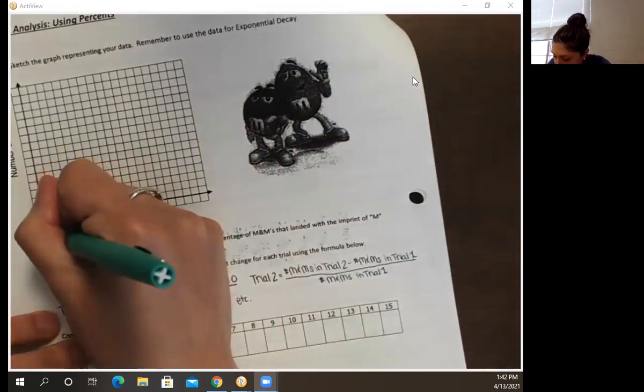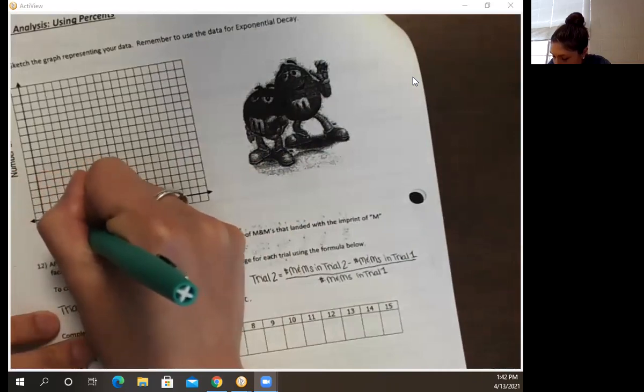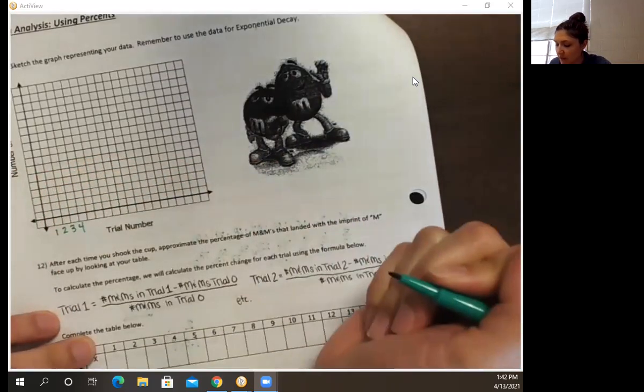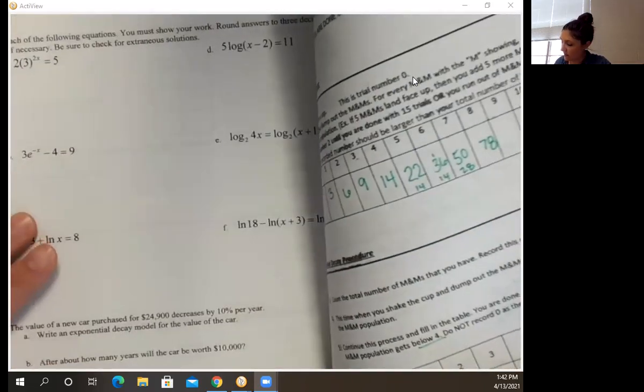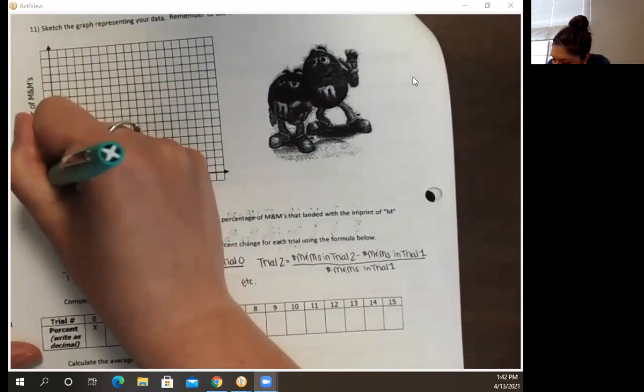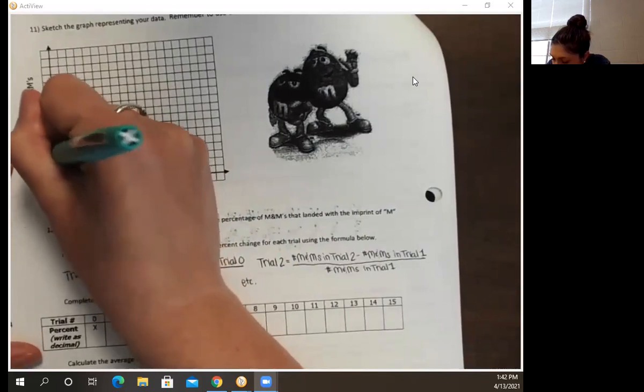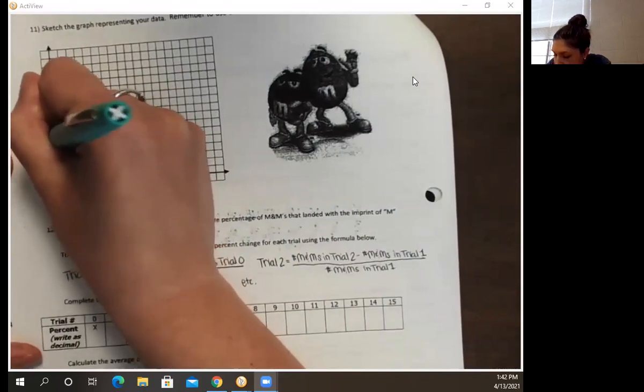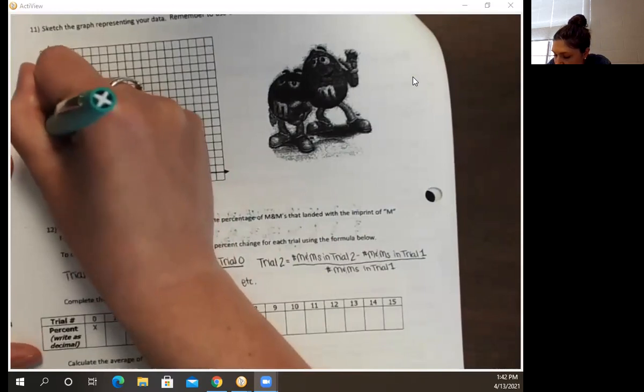So we had 1, 2, 3, 4. Well, actually, we only went to trial 3 because that first trial was trial 0. And then we had 65 M&Ms. I'm going to label by 5s again. 5, 10, 15, 20, 25, 30, and so on and so on.